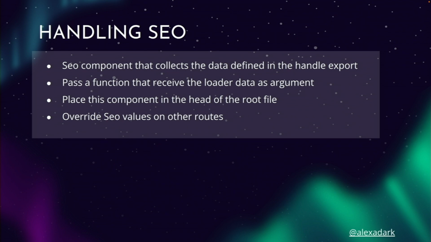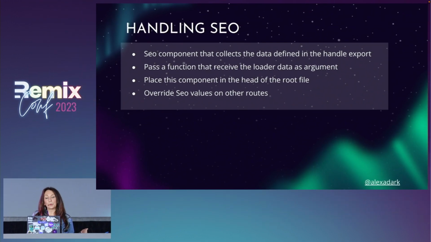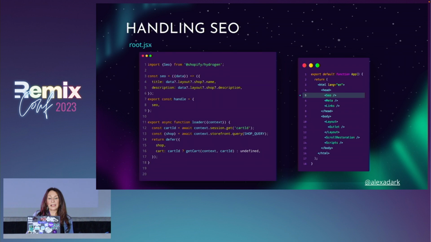So how to handle SEO? SEO is super important in e-commerce. So Hydrogen offers an SEO component that collects the data defined in a handle export. And we can create a function that will take the data from the loader as an argument. So here in the root, we take as title the shop name and as description, the shop description. Then we place this component in the head in our root file.